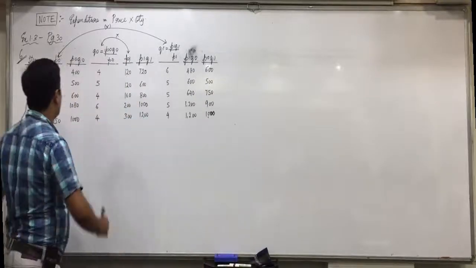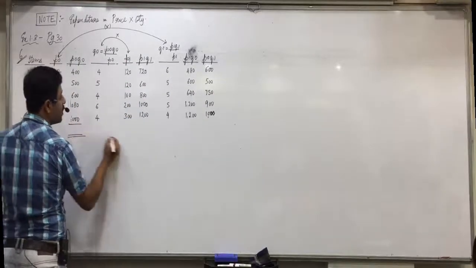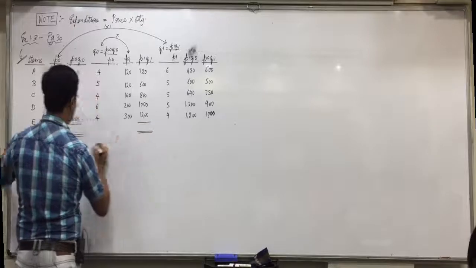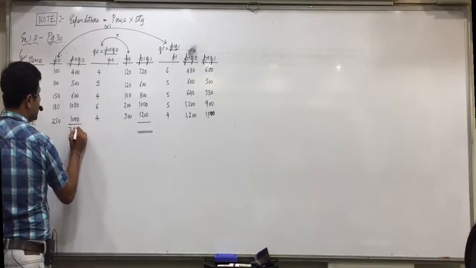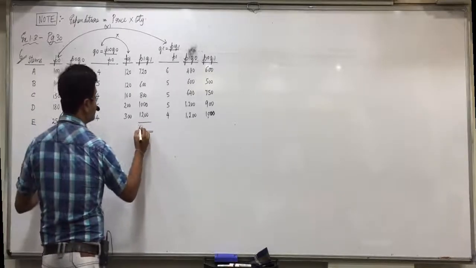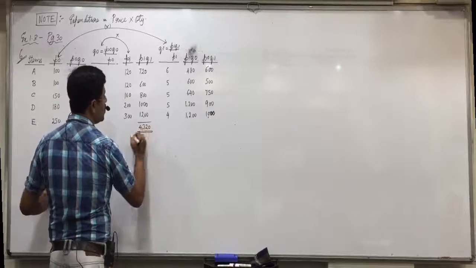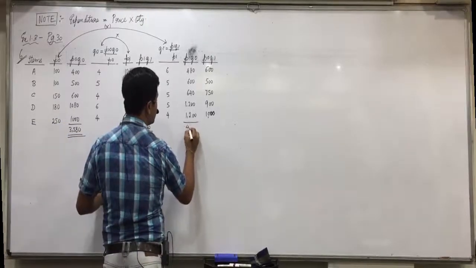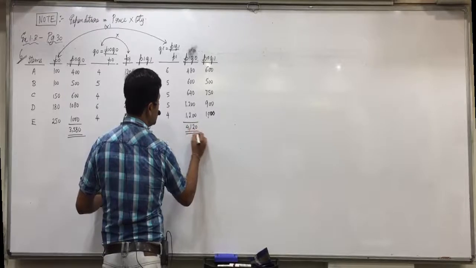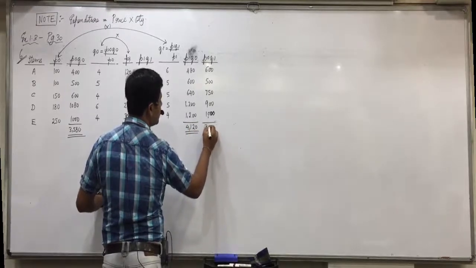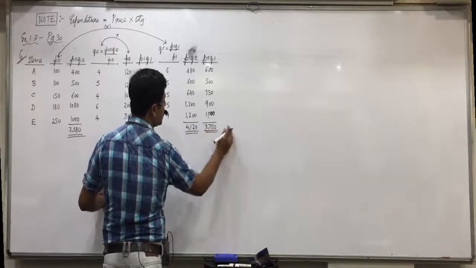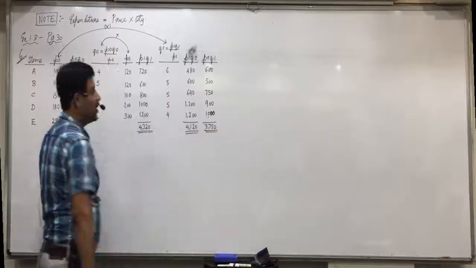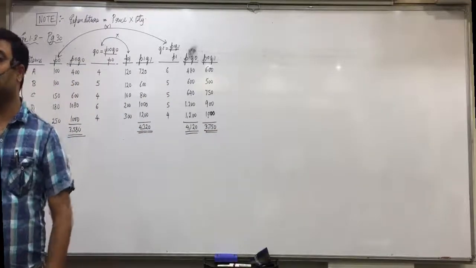Now we need the total of P0 Q0. 3580. 3580. P1 Q1, 4320. P1 Q0, 4120. And P0 Q1, 3750. Are you all clear with this? Yes.